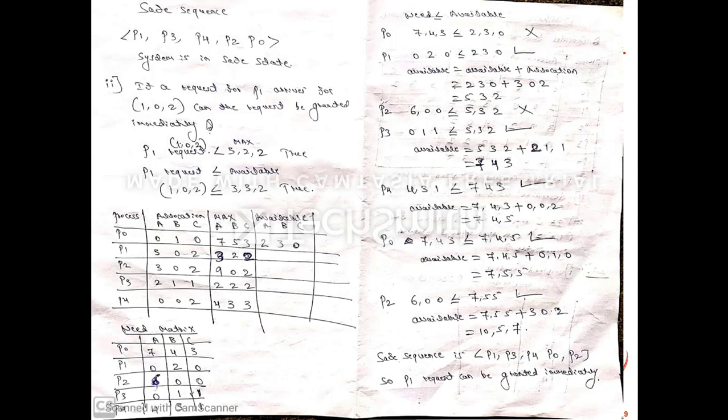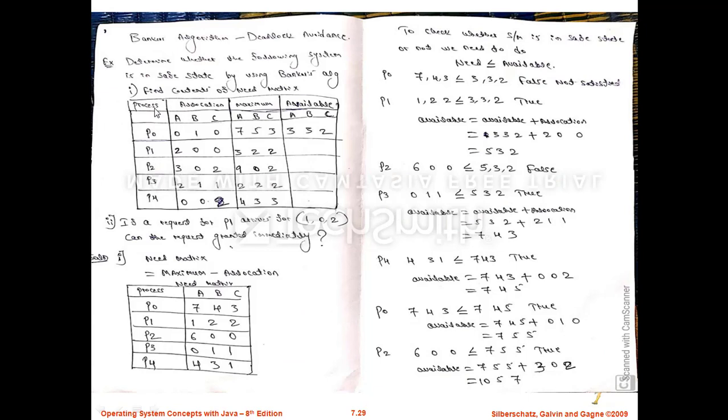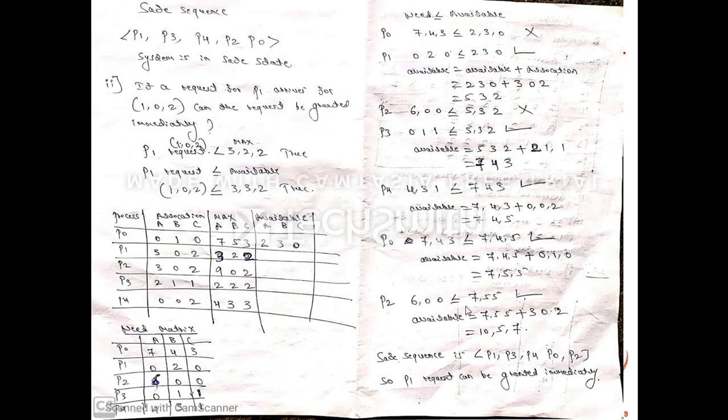So the second part of the question was, if a request for P1 arrives for 102, can the request be granted immediately? In this question it is yes, because even after allocating this extra 102, our system is not going to end up in a deadlock, because all the processes are getting executed successfully. If that is the case, we can say that the P1 request can be granted immediately. We'll see one more example in the next video.